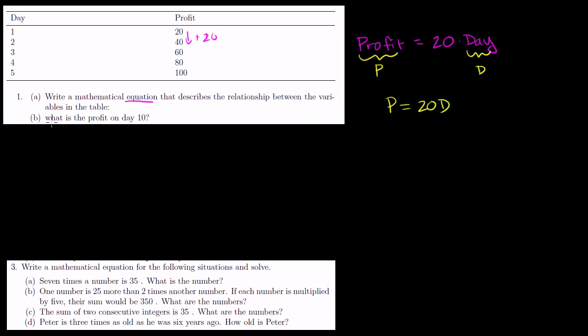And then part B, they say, what is the profit on day 10? Well, lucky for us, we've written our equation. So they're essentially just saying, well, what happens to P, profit, when D, or day, is equal to 10? So profit is going to be equal to 20 times the day we're on, day 10. 20 times 10, which is equal to 200.